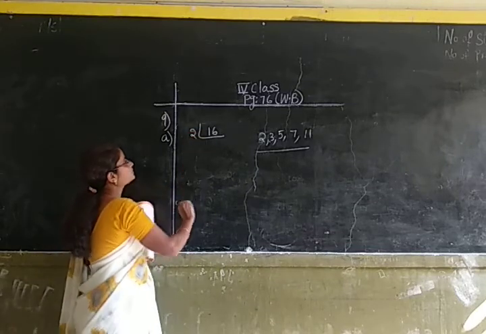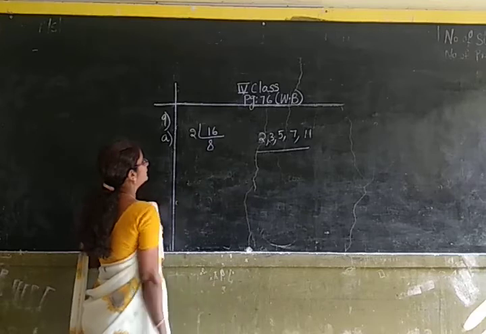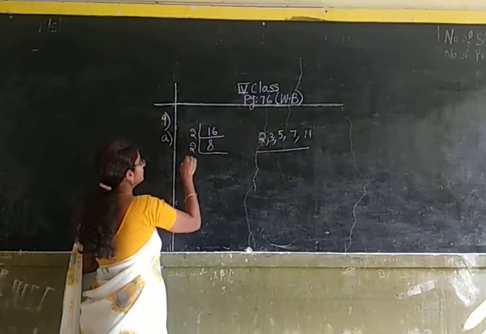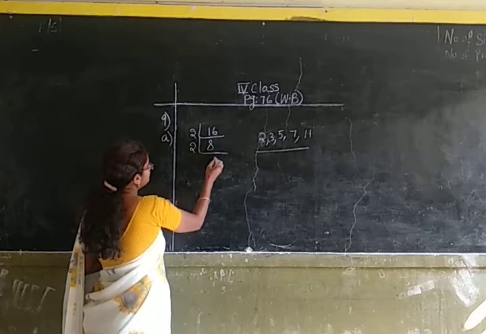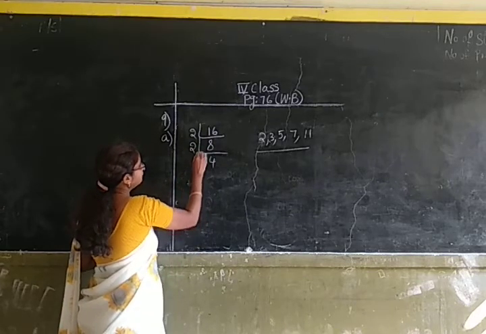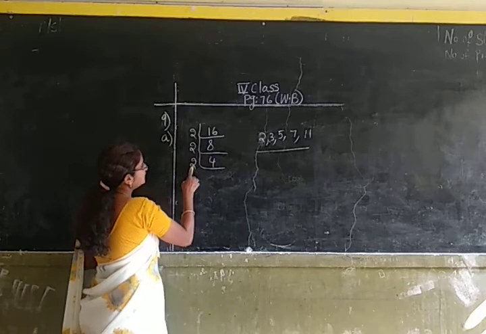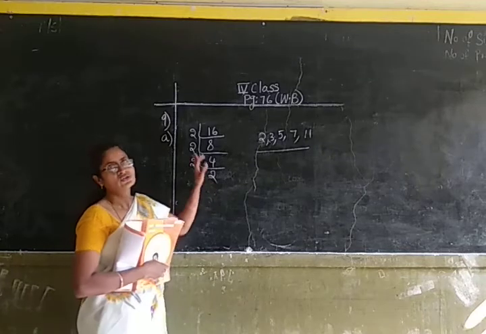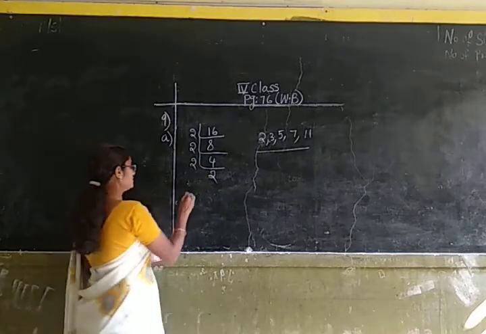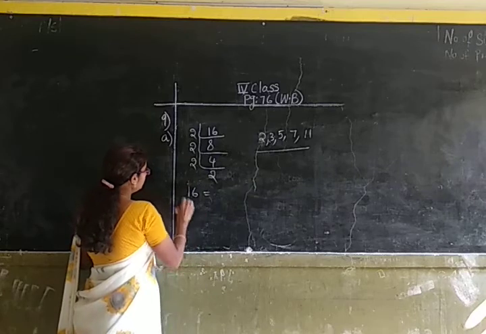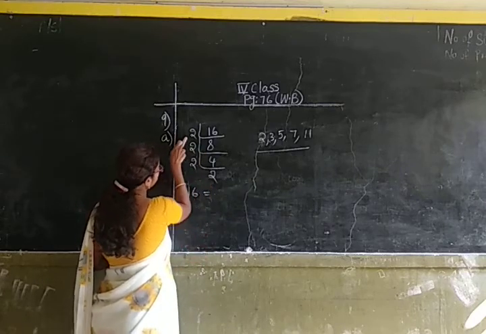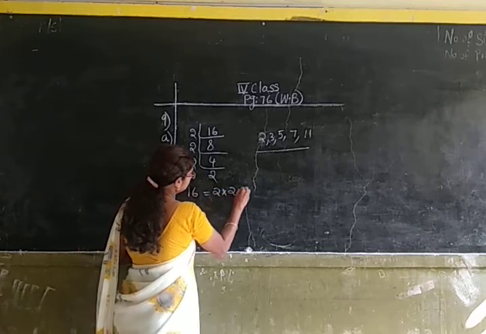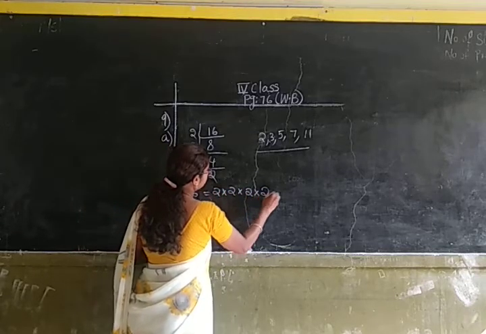So how many times does 2 go into 16? It goes 8 times. Again 8 is in the 2 table. How many times does 2 go into 8? 4 times. Again 4 is in the 2 table. How many times does 2 go into 4? 2 times. Here we got a prime number, so you have to stop the prime factorization. Therefore the prime factors of 16 are 2 into 2 into 2 into 2.